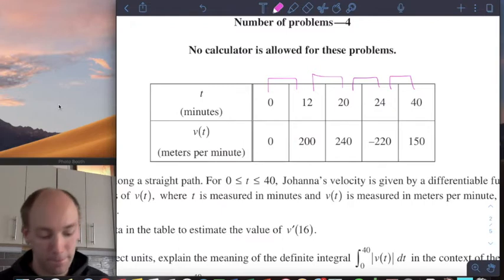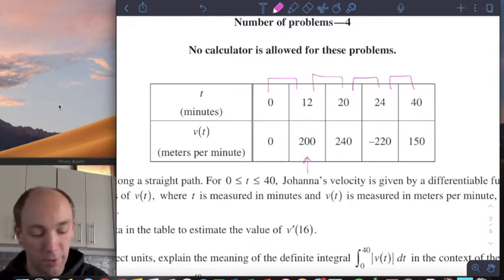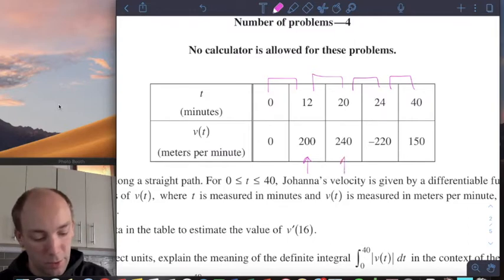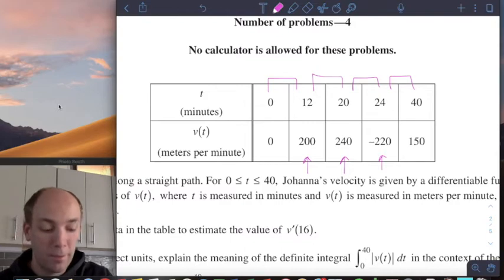but this time we're going to be using the values that are on the right. Okay, so between 0 and 12, the value on the right would be the 200 here, and between 12 and 20, it would be 240, between 20 and 24, negative 220, and then between 24 and 40, it would be the 150.